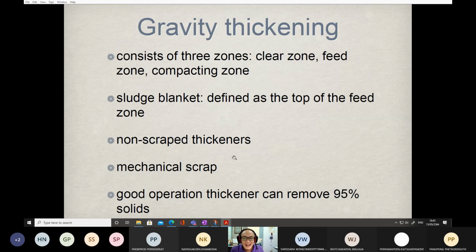For this one, we still need equipment like a mechanical scraper. Good operation of the thickeners can actually remove up to 95% of the solids, very high actually.